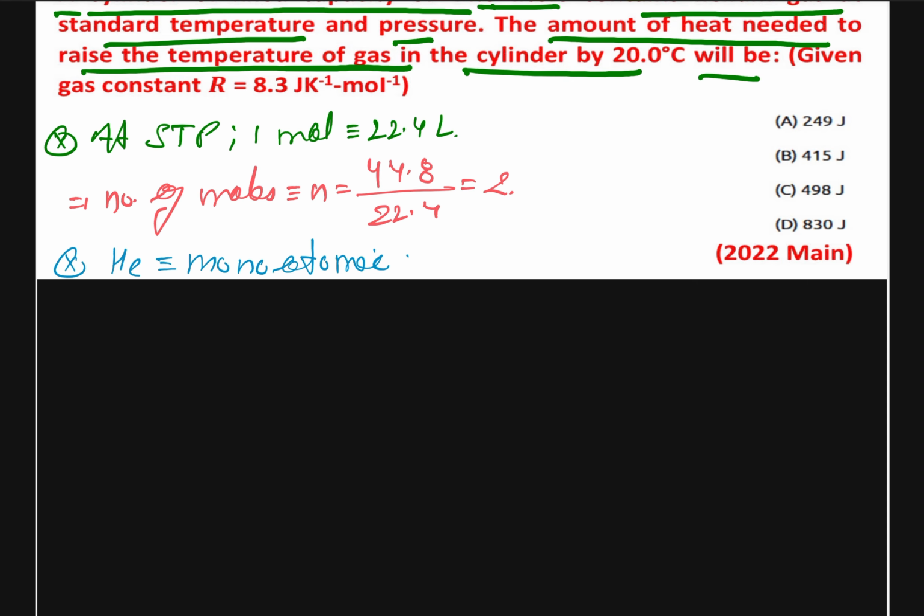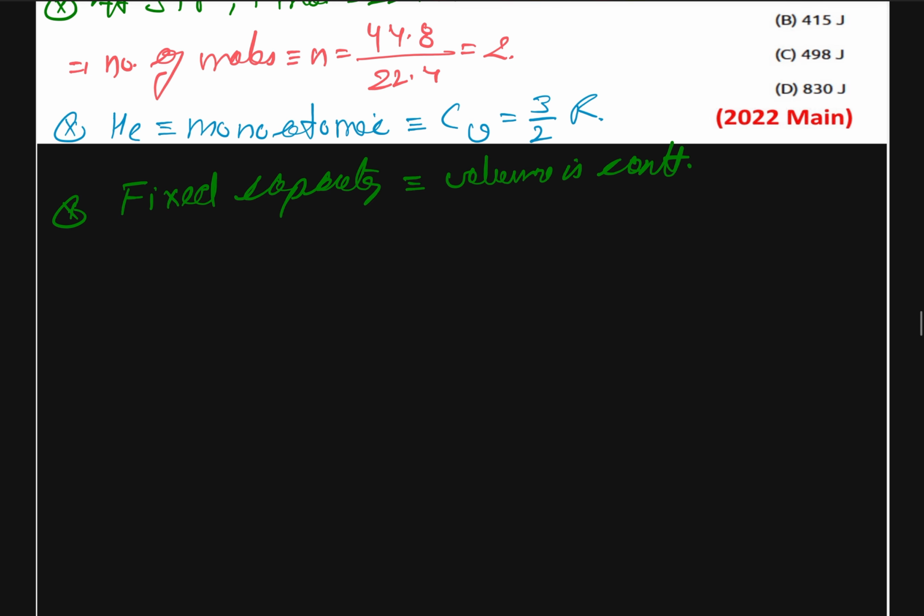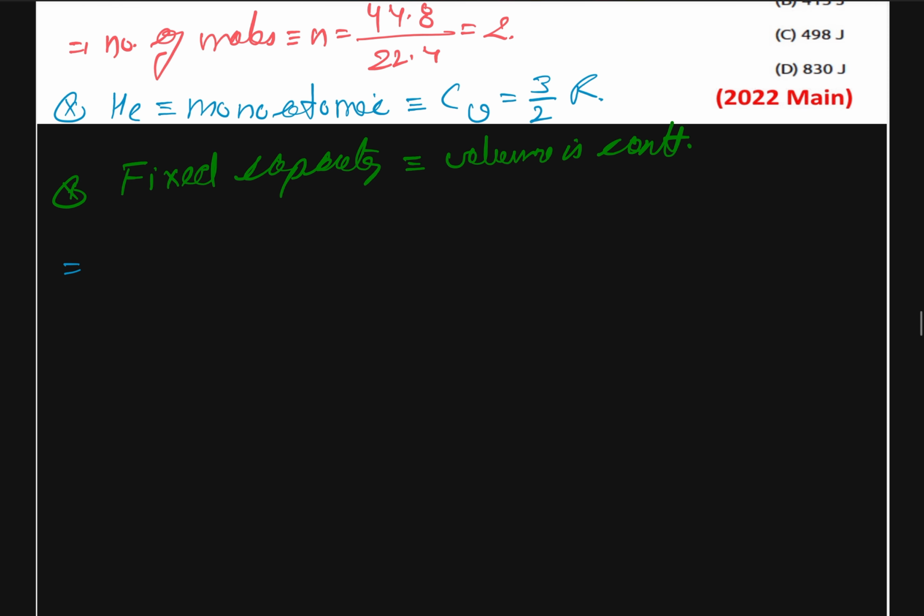So for monatomic gas, we know that our Cv is equal to 3/2 times R. And we are given that we have fixed capacity. Therefore, volume is constant. Therefore, based on this, we can say that our heat Q will be equal to n Cv multiplied by delta T.